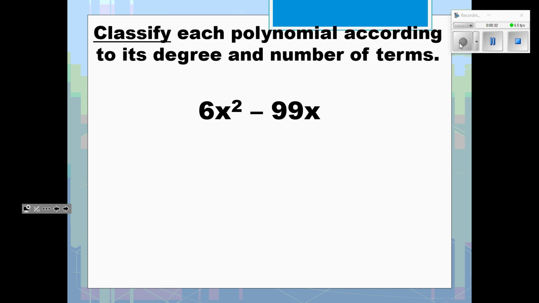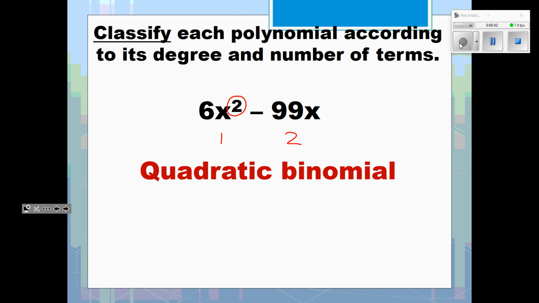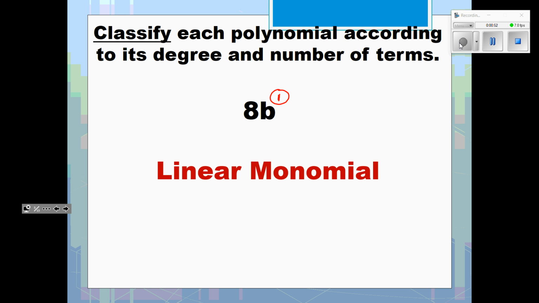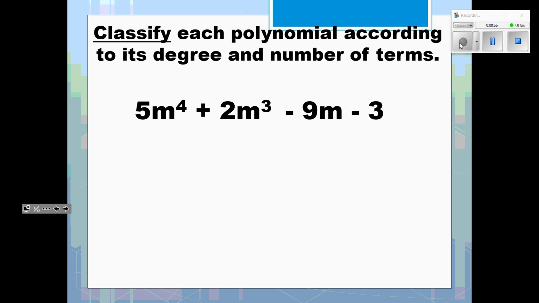The next one, the highest degree is 2, so that makes that quadratic. There are 2 terms, so that's a quadratic binomial. If you look at this one, there is an invisible 1 as an exponent, so the highest exponent is 1. That makes it linear. There is 1 term, so that makes it a linear monomial.